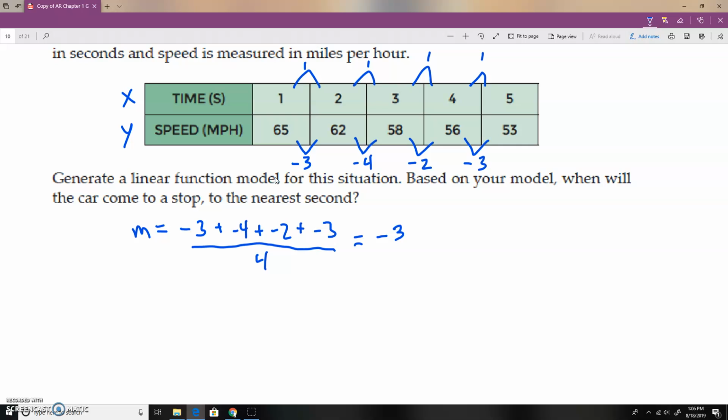Okay? Now, to get our b value, well, we're going to start at our value of 65 here. And I want to take a step backwards, okay? Well, if I'm going down each time, I'm going to add. And I'm going to add something equal to my slope here, which is 3. Add 3, and I get a b value of 68. So my new function is going to be y equals negative 3x plus 68.